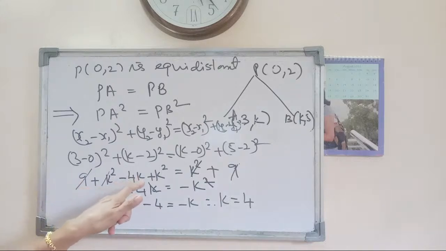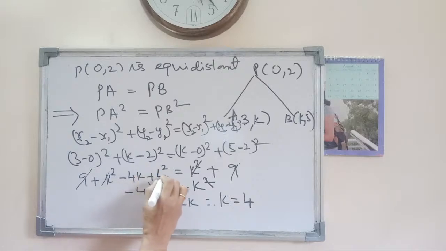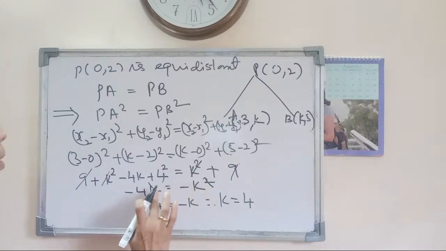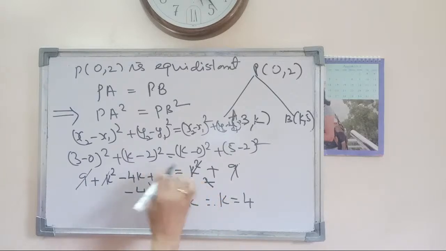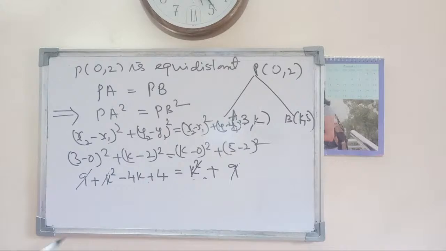Sorry, in a square minus 2ab plus b square, instead of b square, I took it as k square only. So what will you get? This k square gets cancelled. Here you will get minus 4k equals minus 4. So k equals 1. Clear?